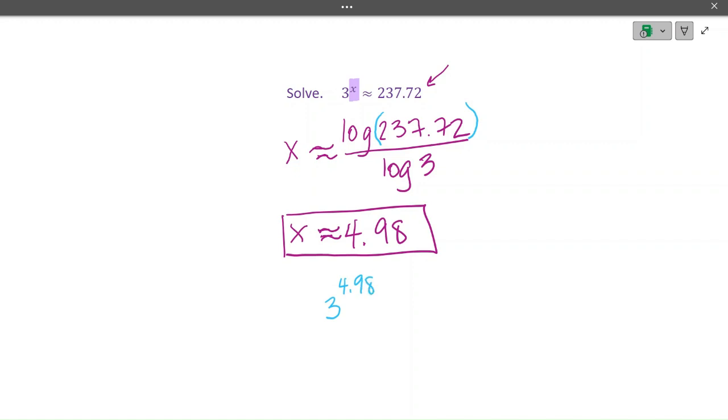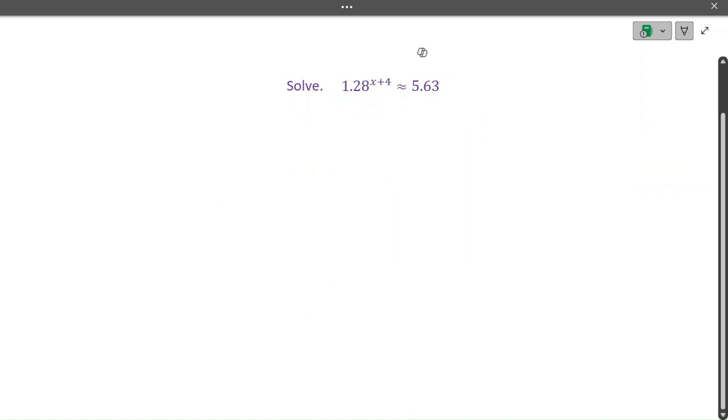Now, to double check that your answer is correct, all you do is you pop 4.98 into x in our main equation. So I'm going back up here and plugging it in. And when I put that into my calculator, I get 237.72 approximately.